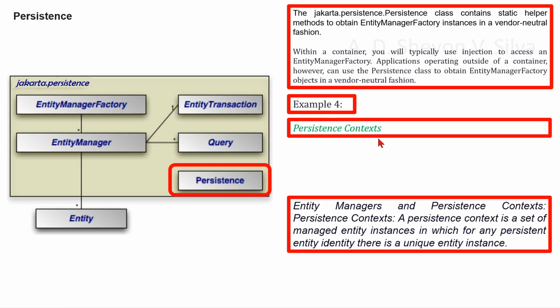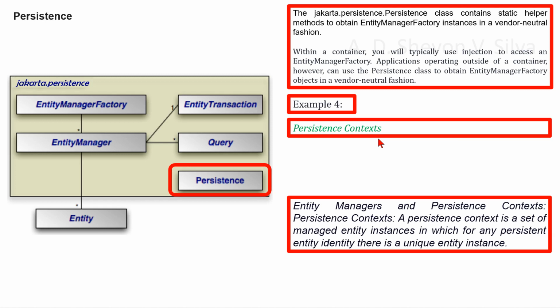Now we are considering persistence context in entity managers. A persistence context is a set of managed entity instances in which, for any persistent entity identity, there is a unique entity instance. Within a persistence context, entity instances and their lifecycle are managed by the entity manager.